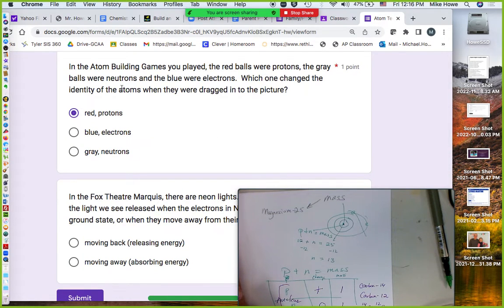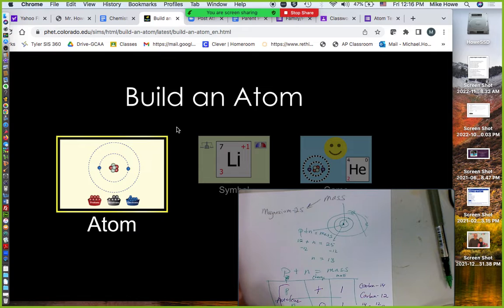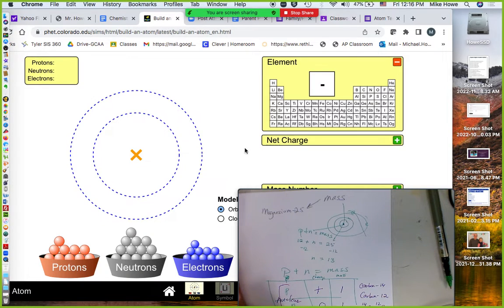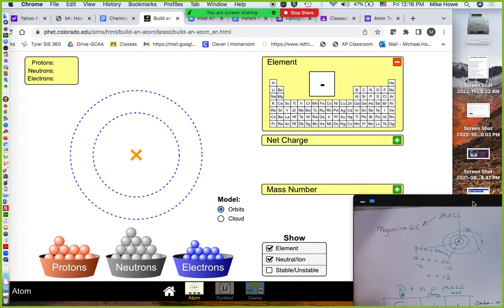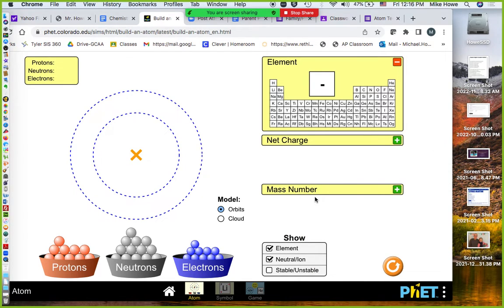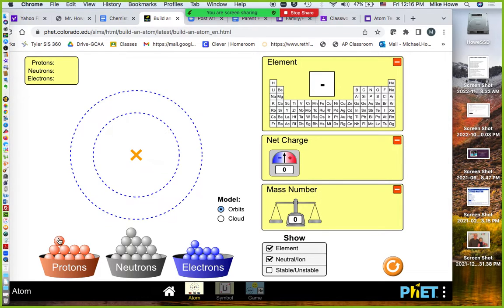So we want to know the gray balls are neutrons, the red were protons, the blue were electrons. Which one changed the identity? So what I mean by that is this. So if I do, let me move this out of the way a little bit. So if I do the mass number and that, okay, so I'm going to move in protons. You can see that the proton changed. One proton was hydrogen, 2 protons were helium, and so on. So then we have electrons. We put them in.